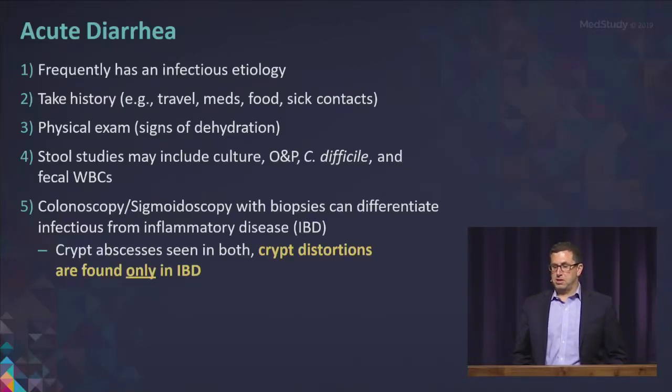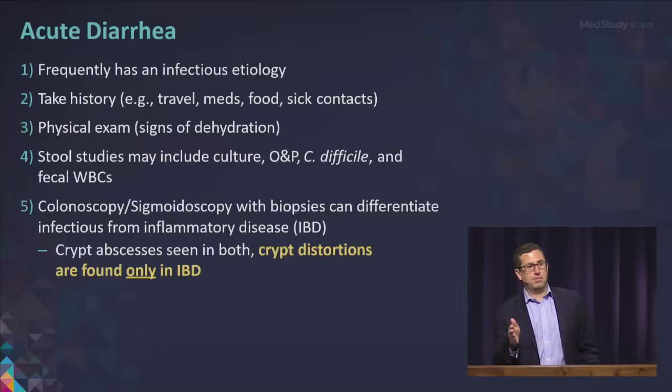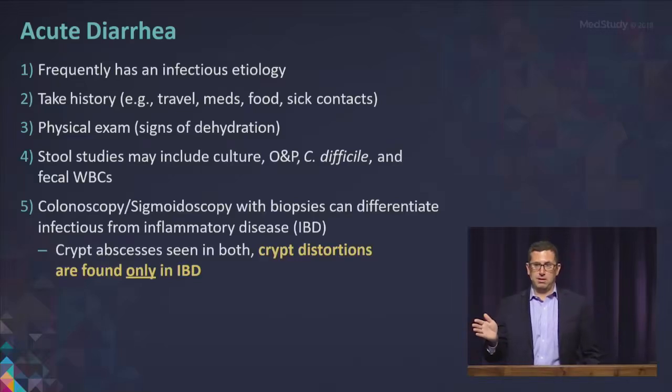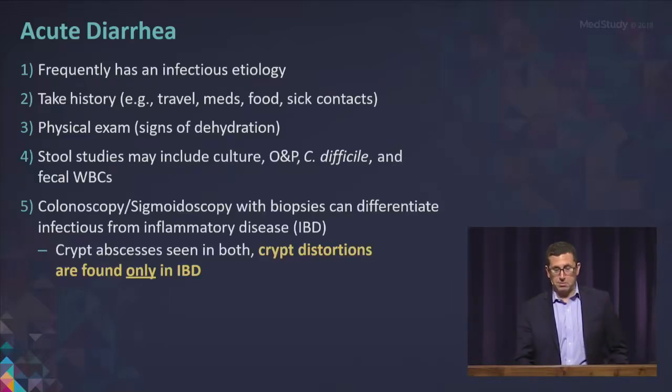Colonoscopy or sigmoidoscopy is sometimes used because it could help differentiate IBD from an acute infectious etiology. Crypt abscesses could be seen in both infections and IBD, but if you see crypt distortion specifically, it implies that there's chronicity there. So that would be typical for IBD. Crypt distortion or branching means chronicity, IBD, not infection for the most part.